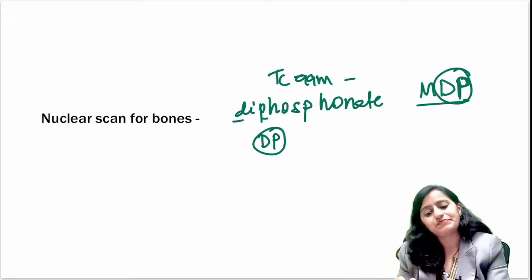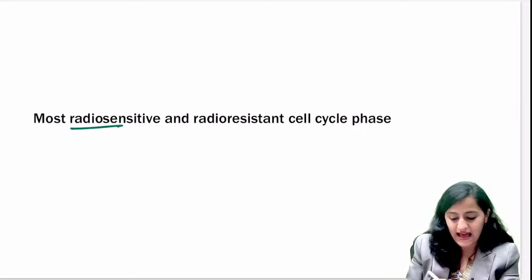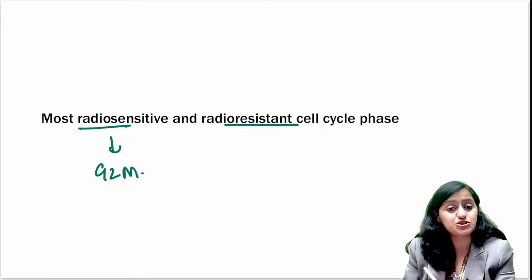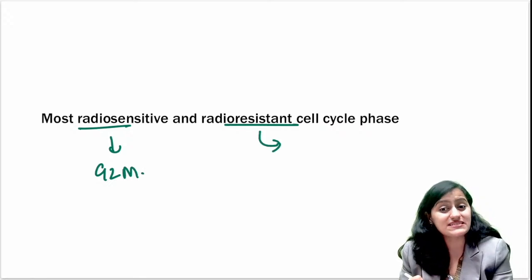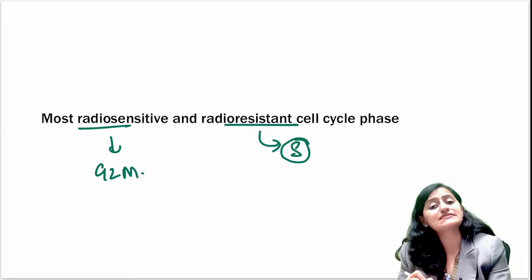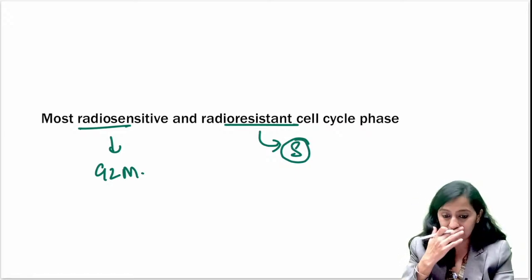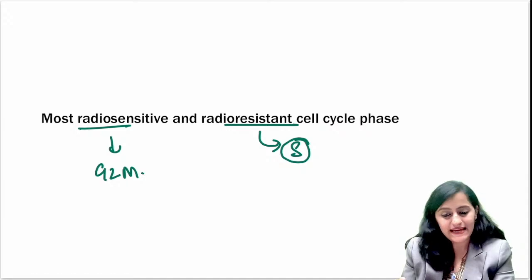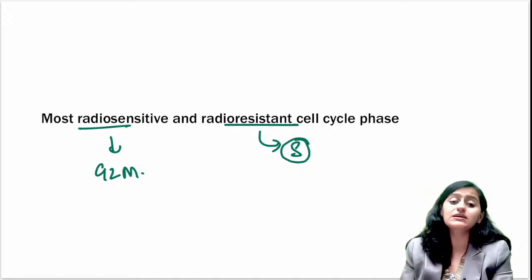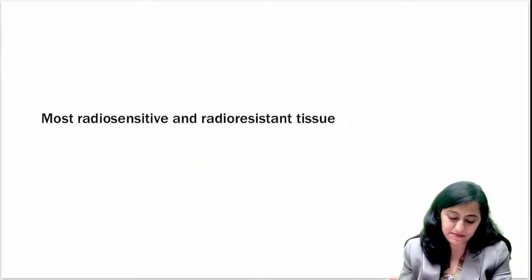Right. What is the most radiosensitive and most radioresistant cell cycle phase? The most radiosensitive is G2M and the most radioresistant is when the cell is not actively dividing. It is the S phase, which is the most radioresistant. Right? SS, you are correct that sodium fluoride PET is done for bone mets, but we spoke about the nuclear scan, that's a scintigraphy. So that is why the answer there was MDP.